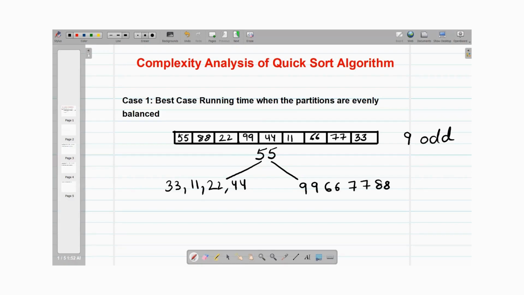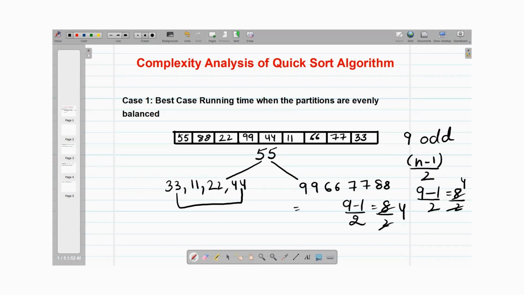So I have an odd number of elements, which means my split would be at the middle. And how many elements are on the left hand side? That would be (n minus 1) divided by 2. So n is 9, minus 1, divided by 2, that would be 8 divided by 2, which is 4. So I have 4 elements on this side, and the same on the right hand side. So if I have 9 elements, this side has 4 elements and this side also has 4 elements, and this is the case when I have an odd number of elements.